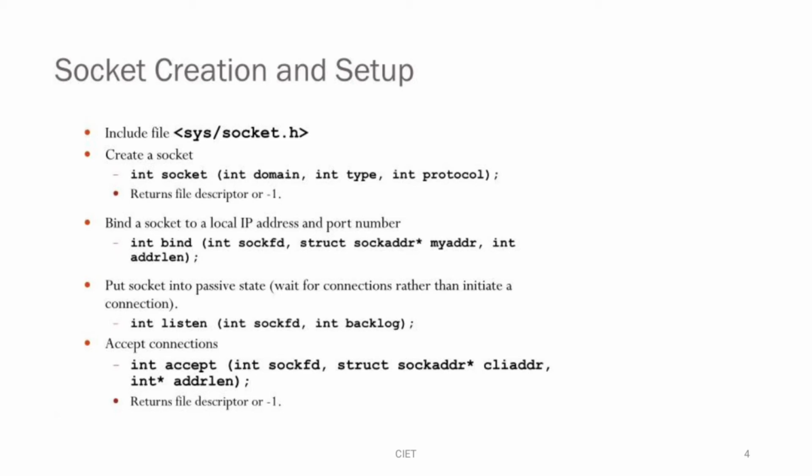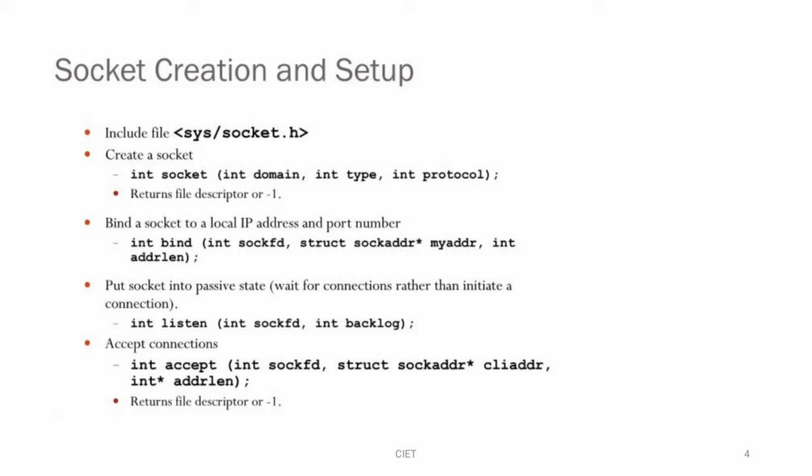struct sockaddr my_addr, int addr_len). Here the my_addr is nothing but the server address, because the bind function is done at the server side. So what is the server's IP address and the server port number? In the my_addr, it represents the server address.